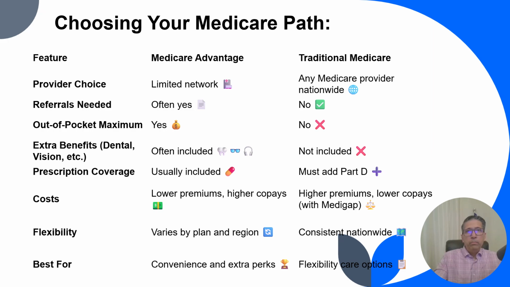Medicare Advantage is all-in-one convenience and extra benefits, but may limit provider choice and require network compliance, whereas traditional Medicare has a lot of flexibility, a broader provider network, but potentially higher and less predictable costs. You can find more of this information and in more detail on the CMS website or the Medicare.gov website.